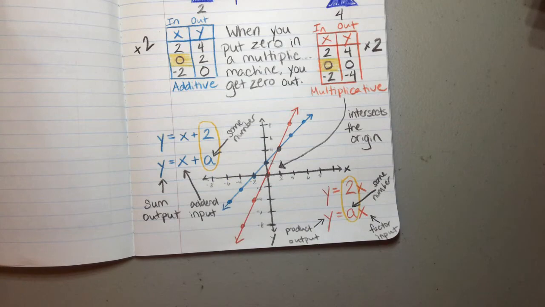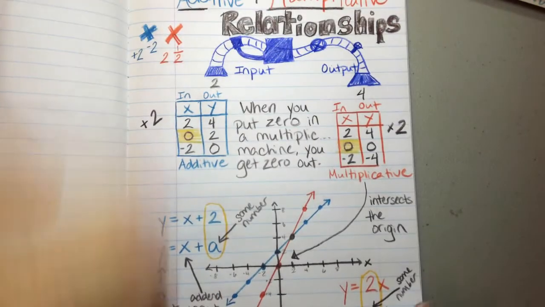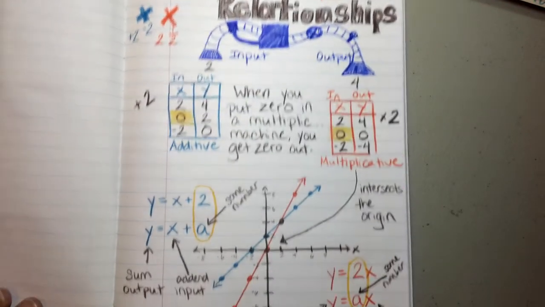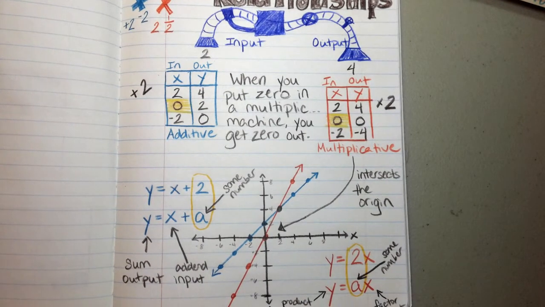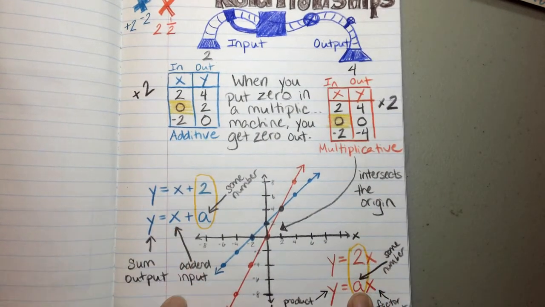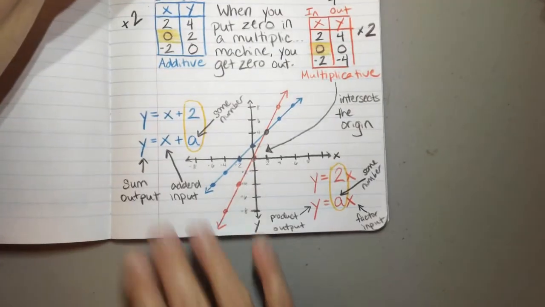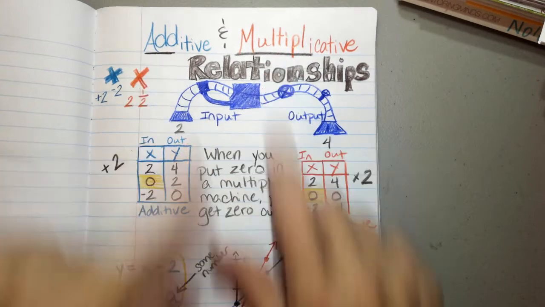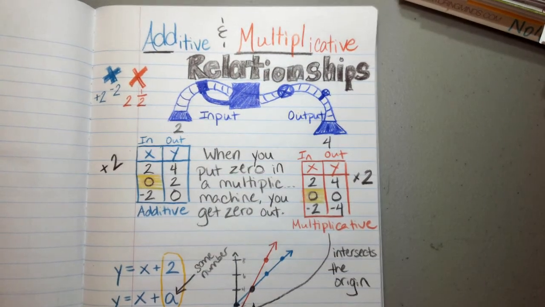Okay, so that is kind of your introduction to additive and multiplicative relationships. It should look just like tables with rules. Like the rule here was plus 2, the rule here was times 2. But now, instead of calling them tables or input-output machines, we're calling them additive or multiplicative relationships.